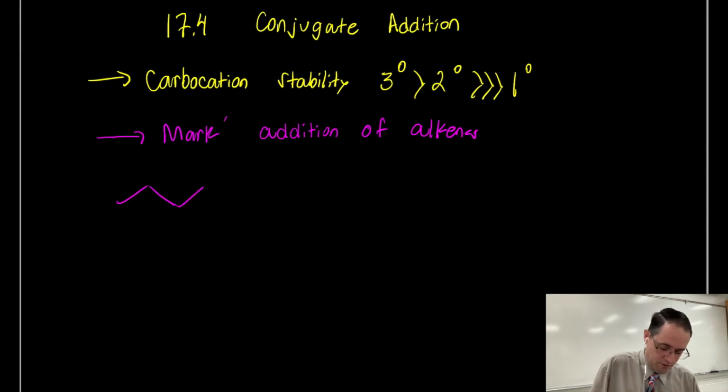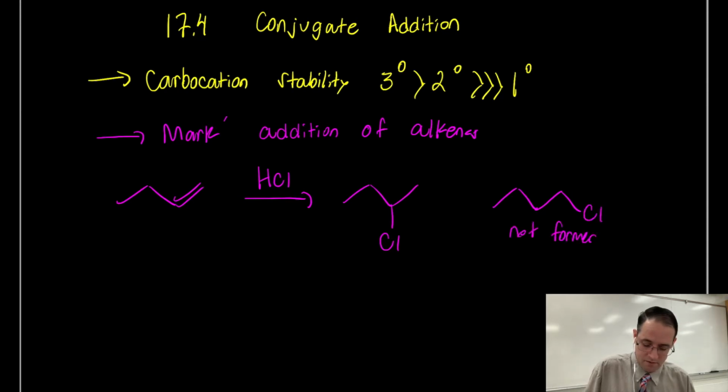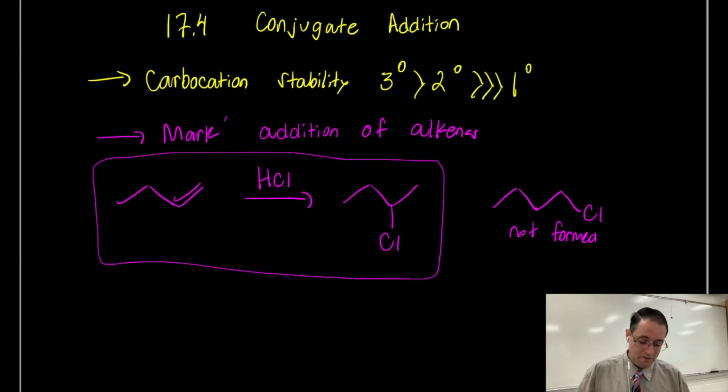So if we have an alkene like this, and we add HCl, we get that. We don't get the other regioisomer. That is to say, we don't get 1-chlorobutane. Unfortunately, a lot of students just memorize that: I've got to remember this, but not that. But let's talk about the mechanism of this reaction and why you don't form that product.